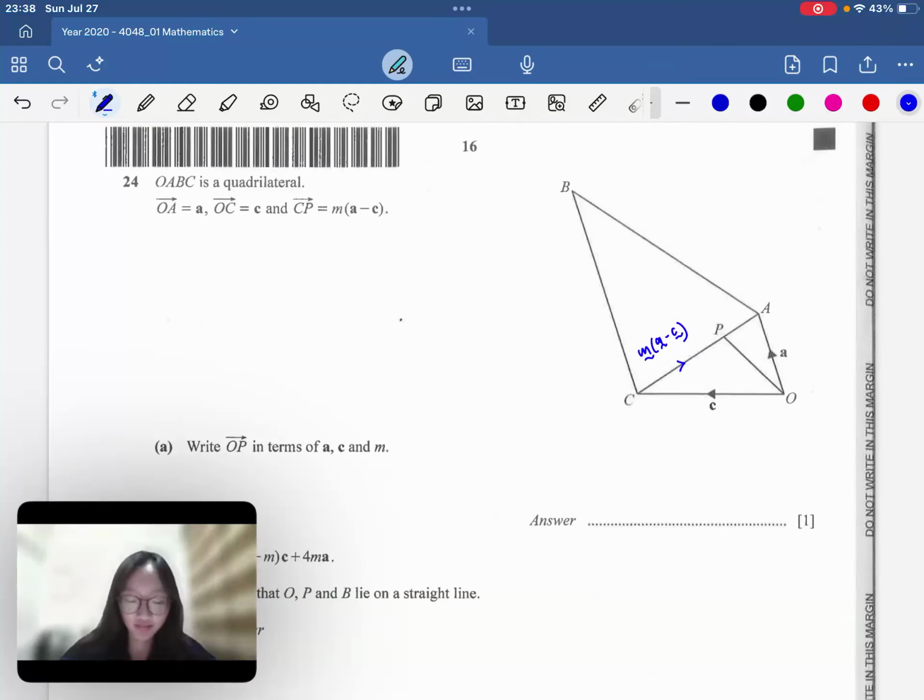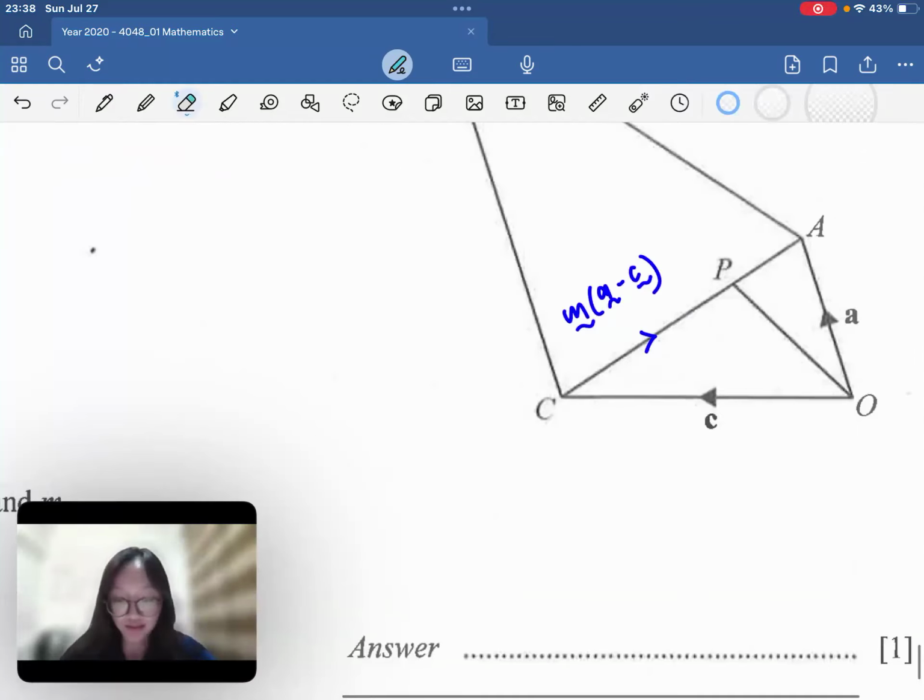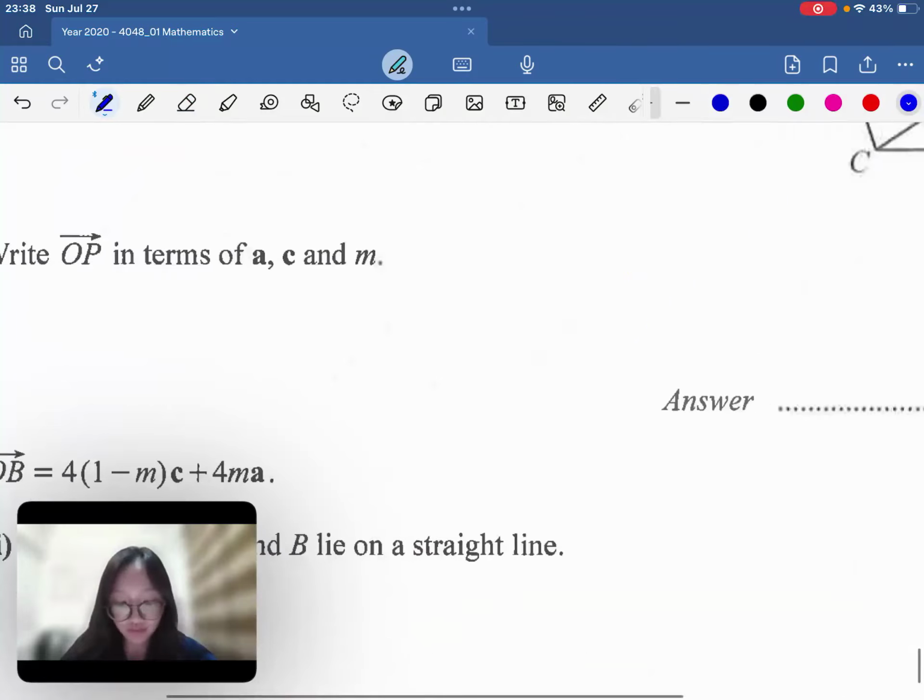Okay, now we're going to move on to the final question of this paper, which is a vectors question. For part A, they want us to write OP in terms of A, C, and M. So I'm going to write down OP.